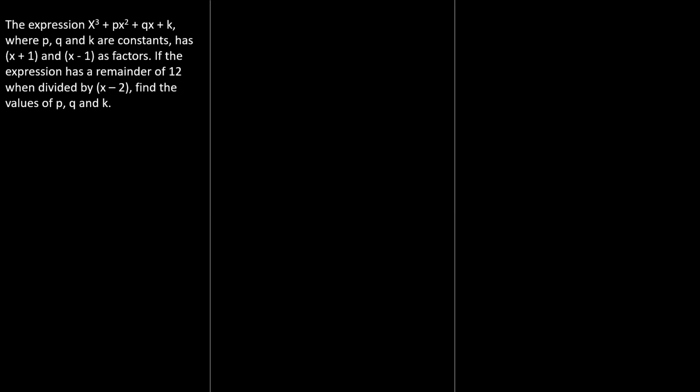Problem of the day. Today's problem of the day is an E-Maths question, so let's get into it. The expression x cubed plus px squared plus qx plus k, where p, q and k are constants, has x plus 1 and x minus 1 as factors. If the expression has a remainder of 12 when divided by x minus 2, find the values of p, q and k.